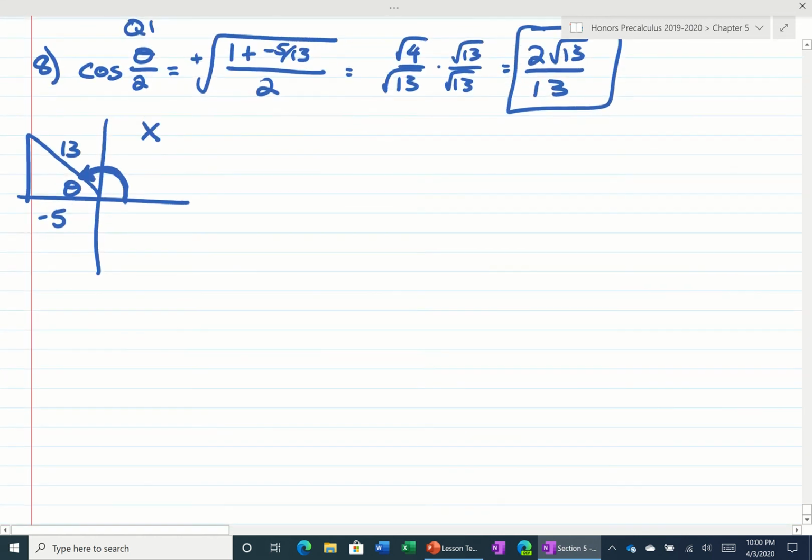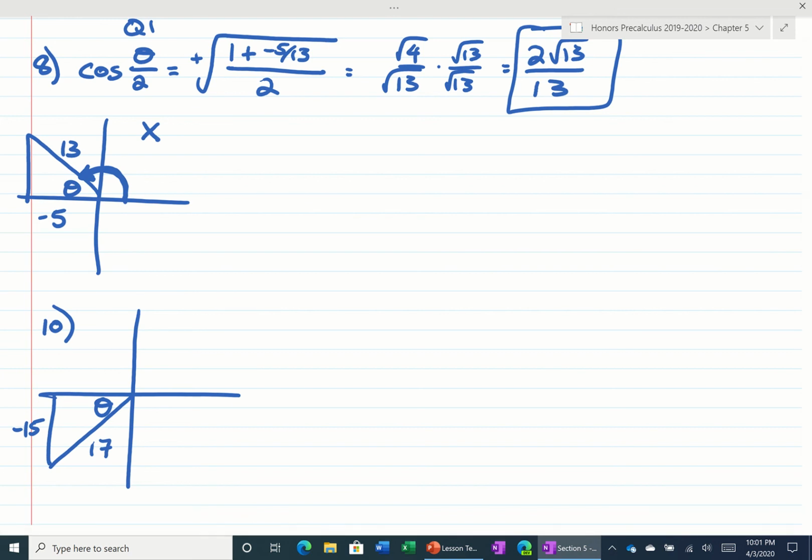Okay. And number 10, it's asking us kind of the same thing. We are in quadrant 3. It's saying this angle is theta, and it's saying that sine is negative 15 over 17. So let's see what the other side is. It'll be negative 8. So if that's theta, number 10 is asking us to find sine of theta over 2.